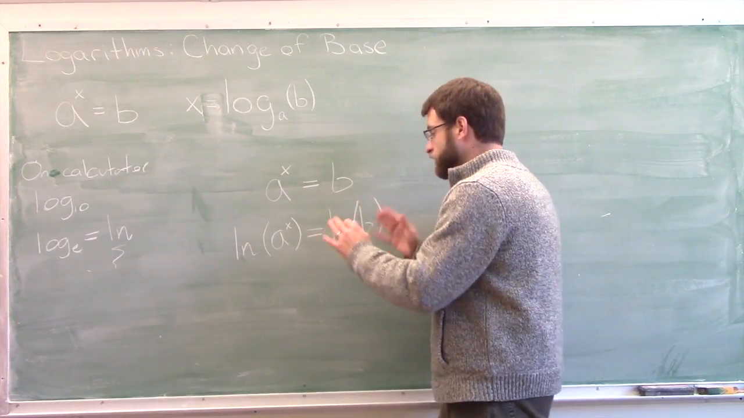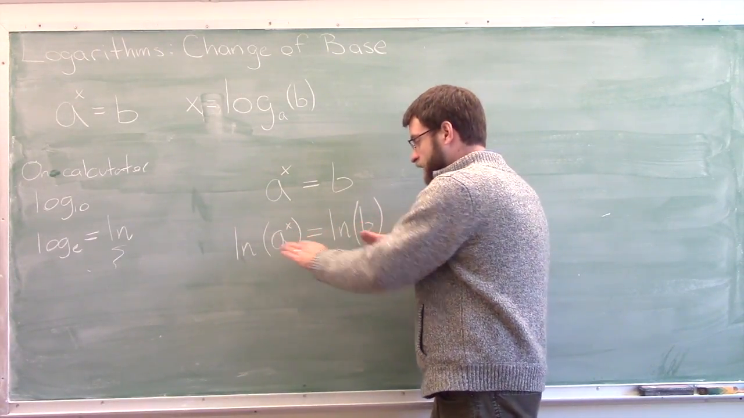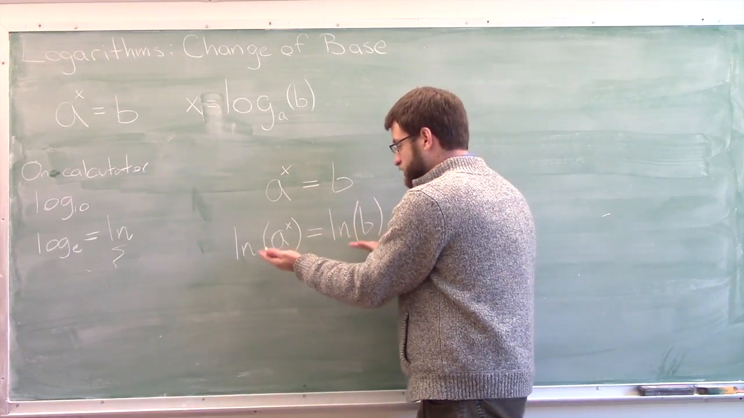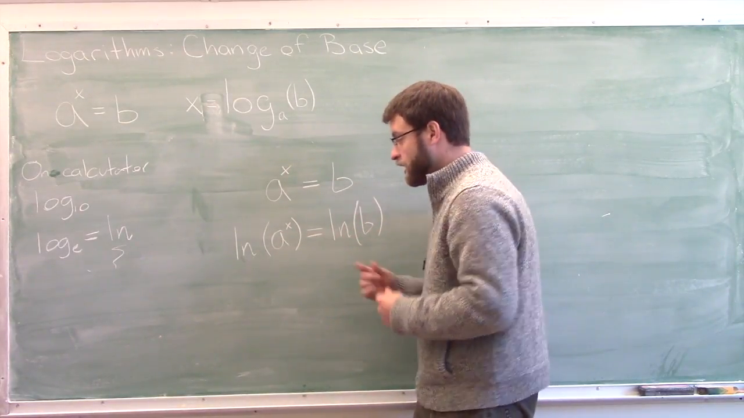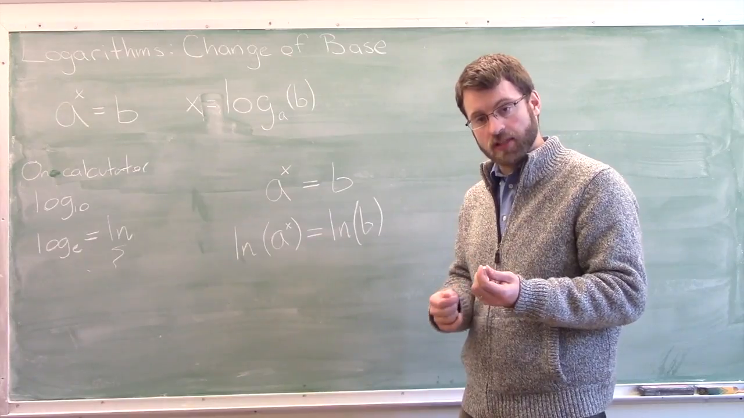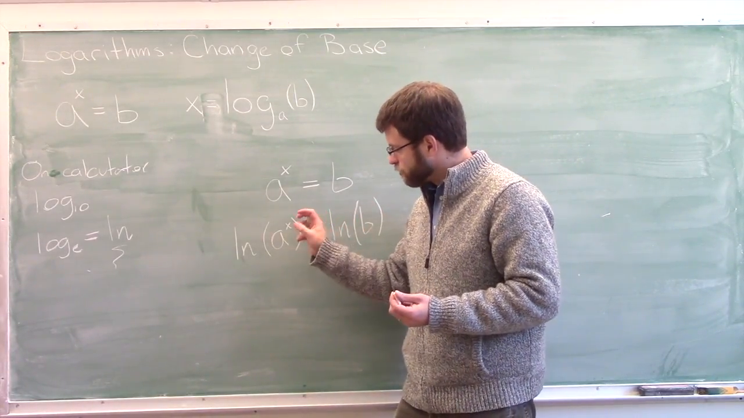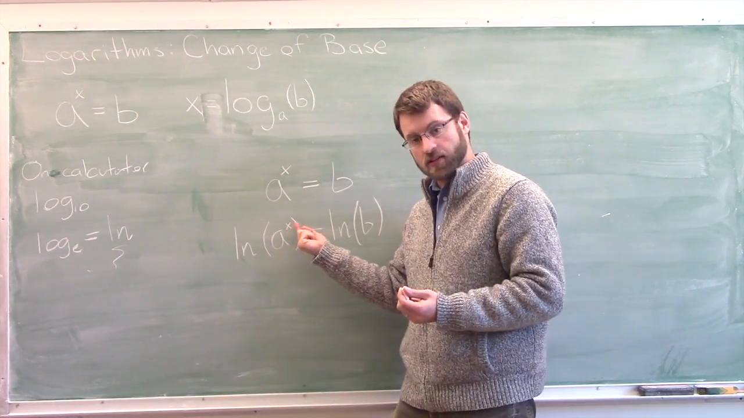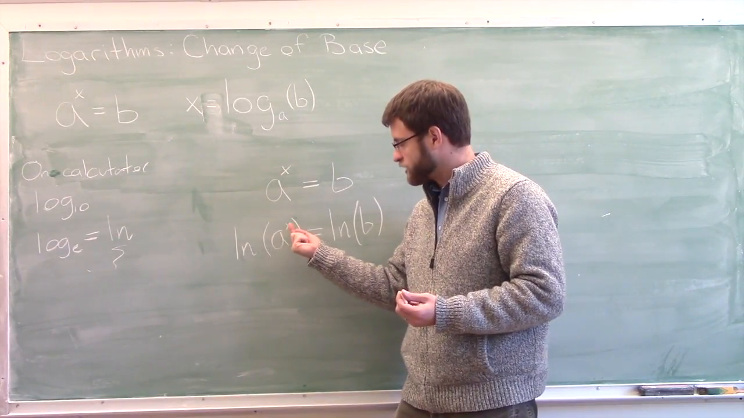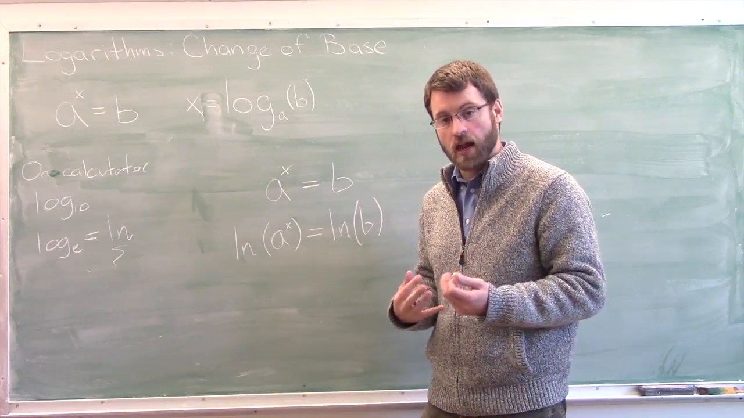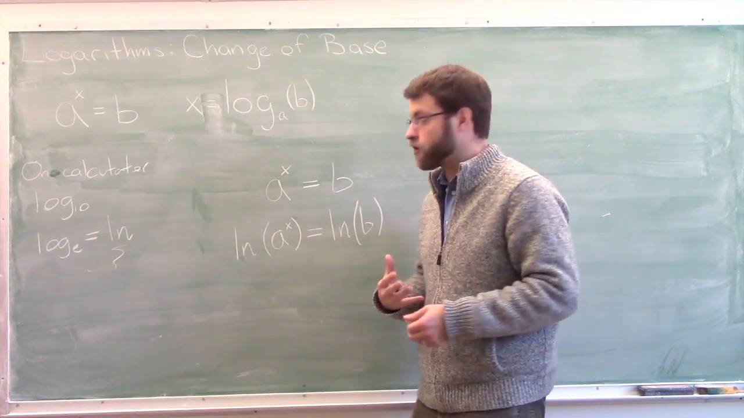So we've applied this one step, applied the natural log to both sides, or the logarithm base e to both sides of this equation. And the next step that we want to take is to get the x, or move the position of the x so that it's not stuck up in this exponent. And the way that we're going to do that is by using one of the properties of logarithms.